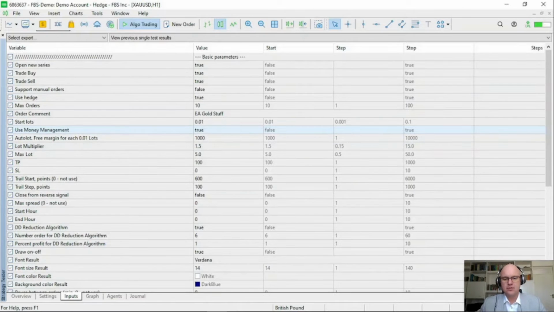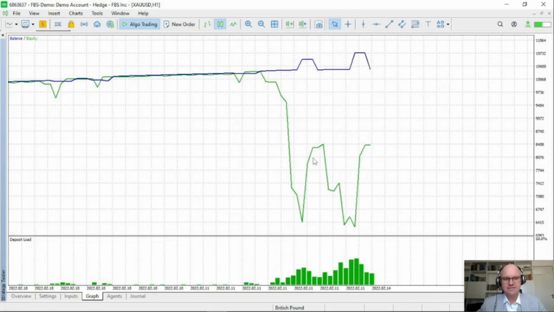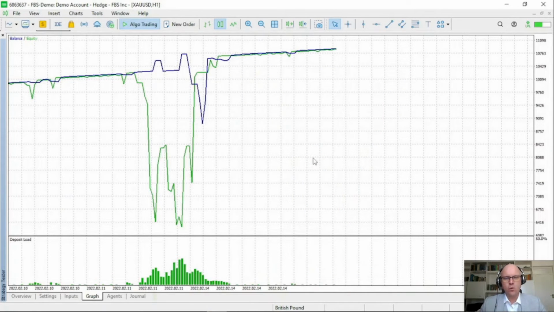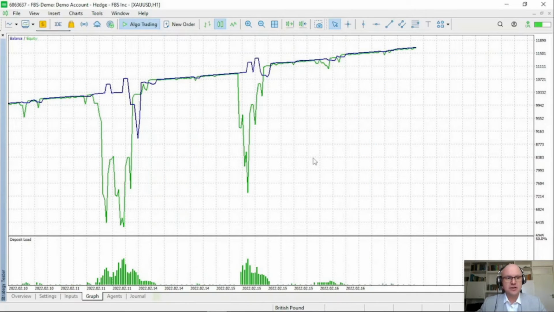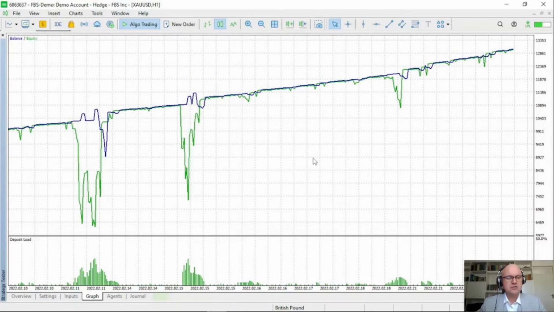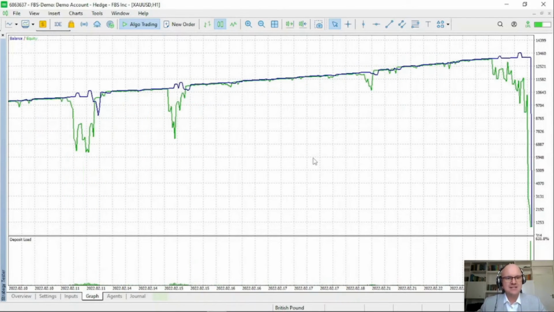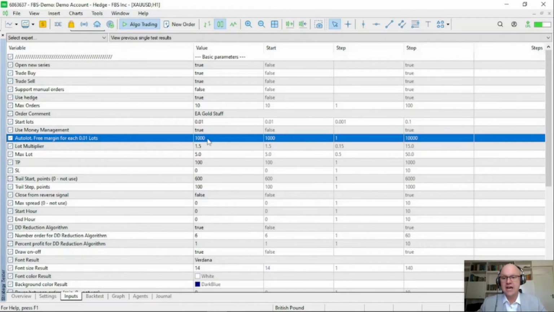So for example, if we were to select true and run it on default, it is using a 0.10 lot size. So it is generating a lot of return because of the large lot size used. However, this can be problematic and blow the account. So let's take a look at what we could potentially use as a O2 lot for the free margin.